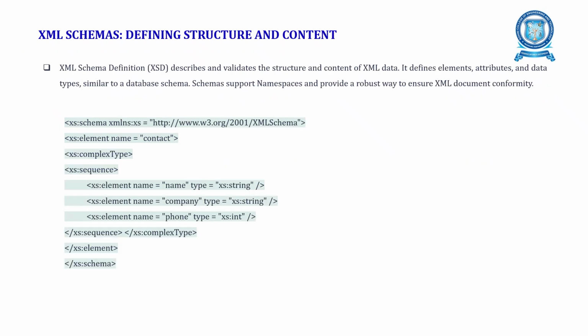XML schemas. XML schema definitions describe and validate the structure and content of XML data. It defines elements, attributes, and data types, similar to a database schema. Schemas support namespaces and provide a robust way to ensure XML document conformity.